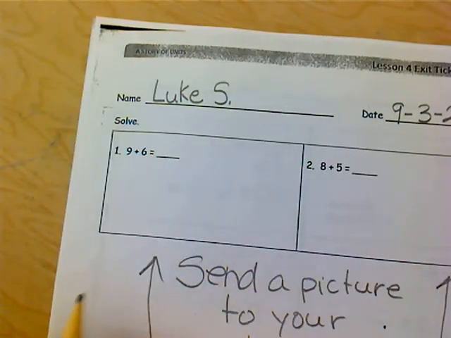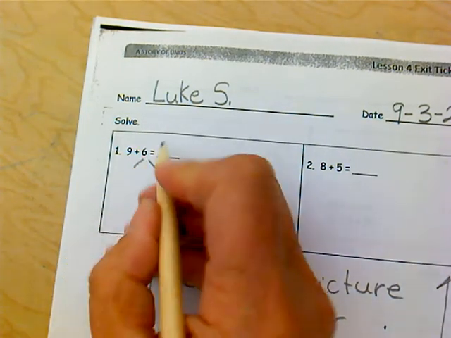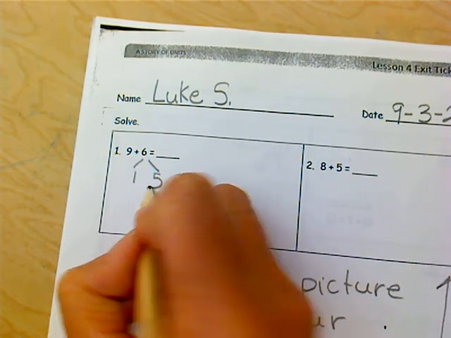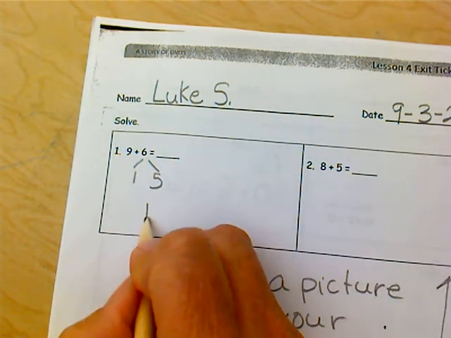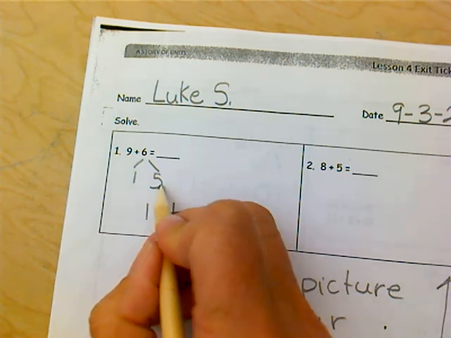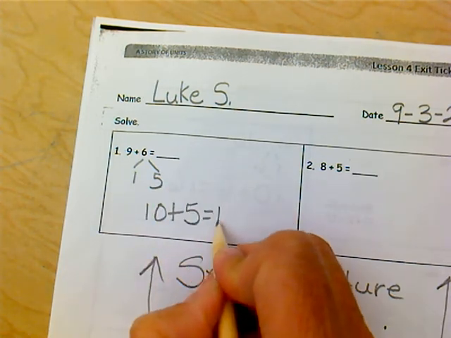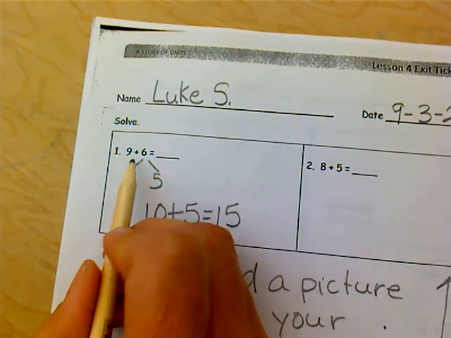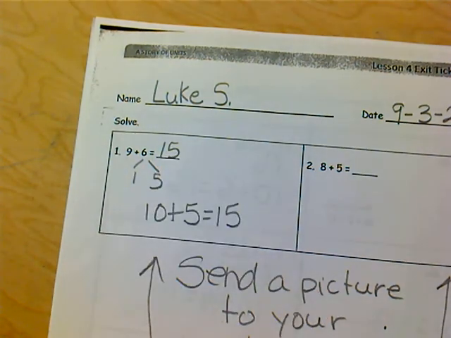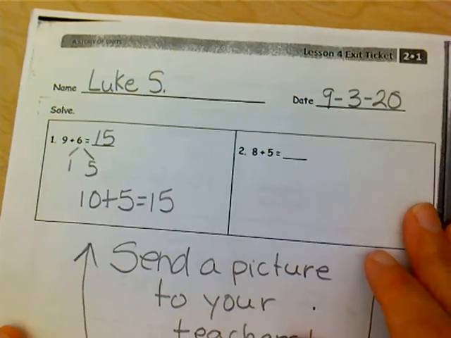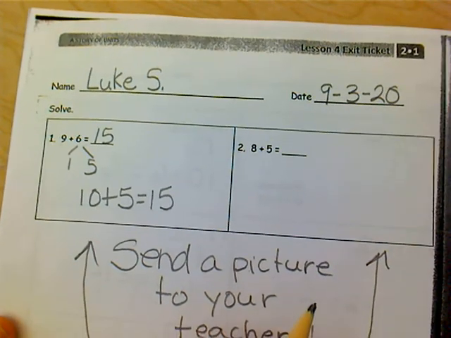All right. So did you break the 6 apart into 1 and 5? I hope you did, because 1 plus 9 is 10, plus the 5 I didn't use gives me 15. Therefore, 9 plus 6 is 15. Okay? I hope you're not cheating. It would not be okay to change your answers because this is like a little test for you.